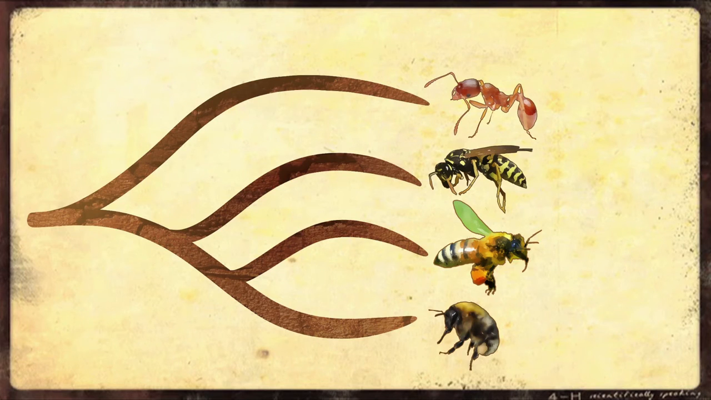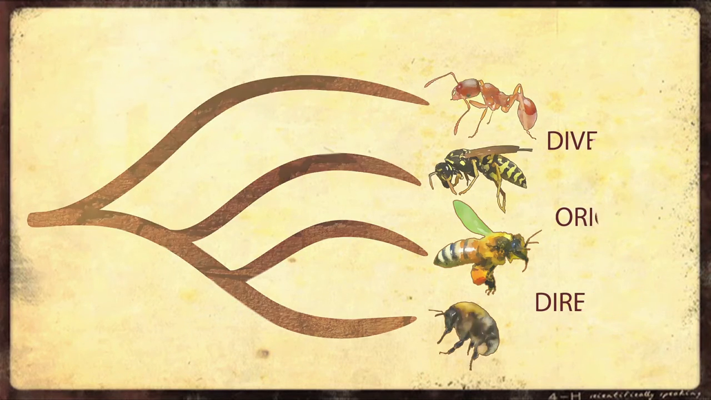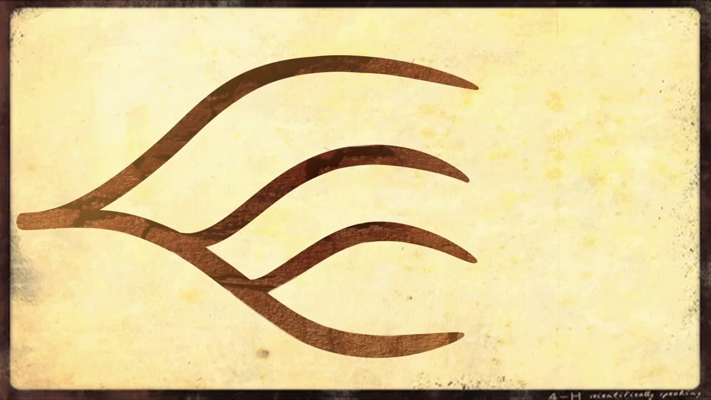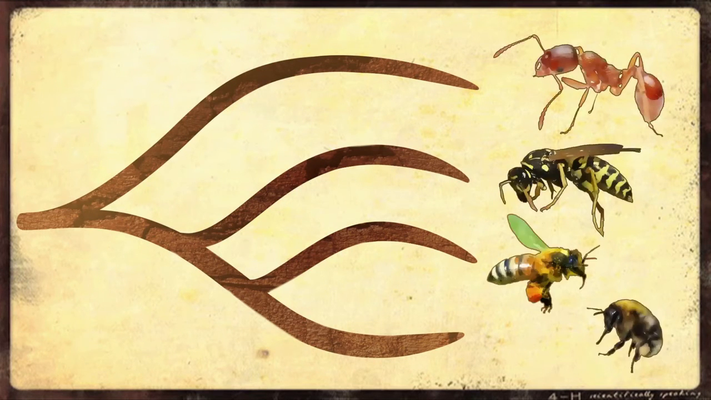Why does it matter to know how organisms are related to each other? There are 3 broad reasons: diversity, origins, and directions. Let's check this out through an example. By placing these species into a phylogenetic tree, we can see that ants branched off first, followed by the wasps, and then finally bees. The tree tells us when each group originated in evolutionary time.